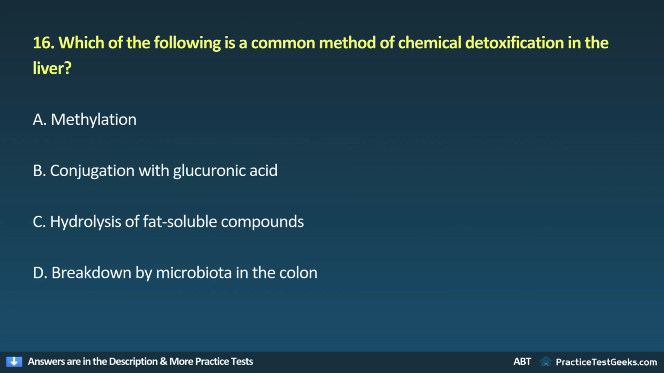16. Which of the following is a common method of chemical detoxification in the liver? A. Methylation. B. Conjugation with glucuronic acid. C. Hydrolysis of fat-soluble compounds. D. Breakdown by microbiota in the colon.